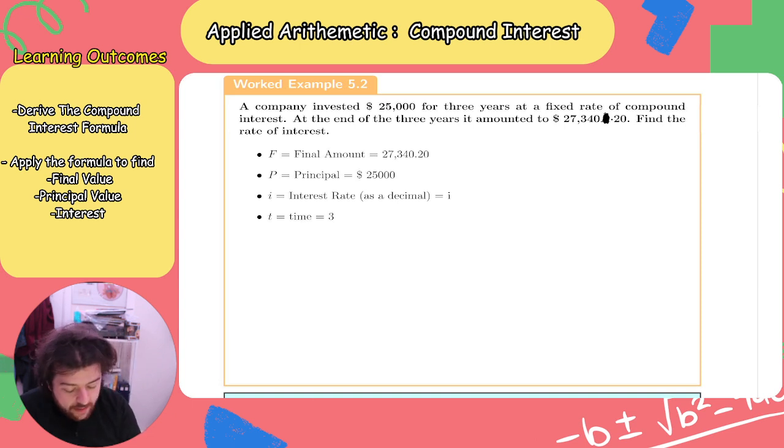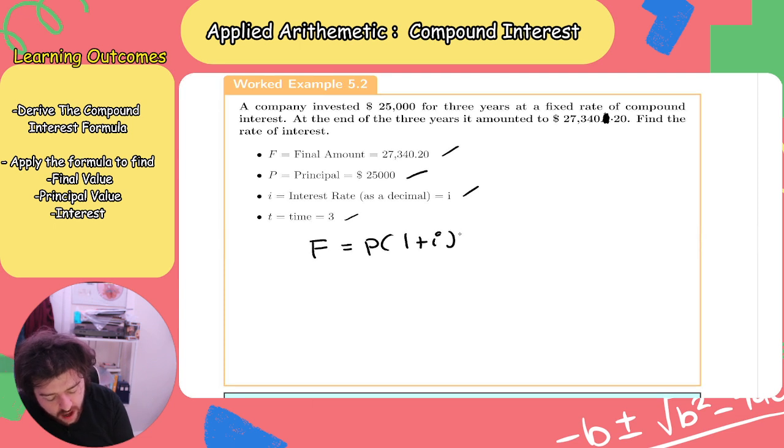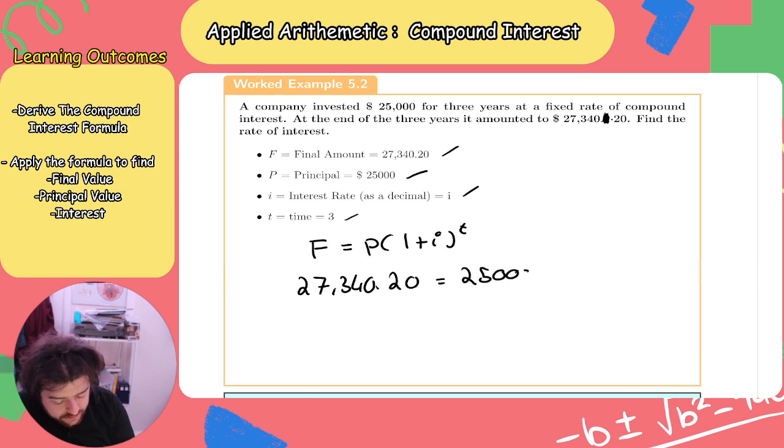So I have here my final amount is $27,340.20. My principal amount, what I started with, $25,000. My interest rate, I don't know what my interest rate is, and it says here I invested for 3 years. So let's sub it into my formula. F is equal to P times 1 plus i all to the power of T. So $27,340 equals $25,000 times 1 plus i, because I don't know what i is, all to the power of 3.